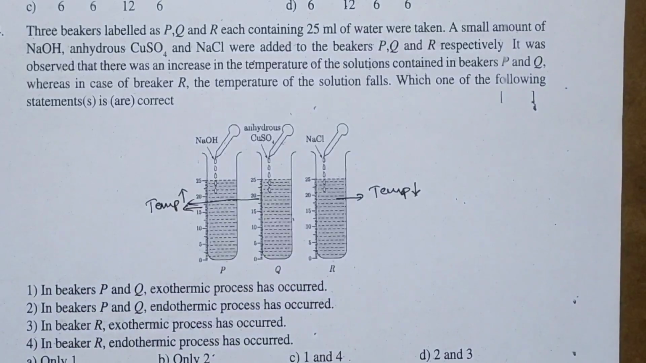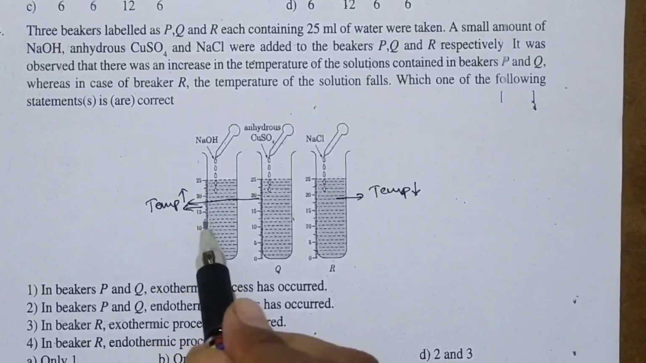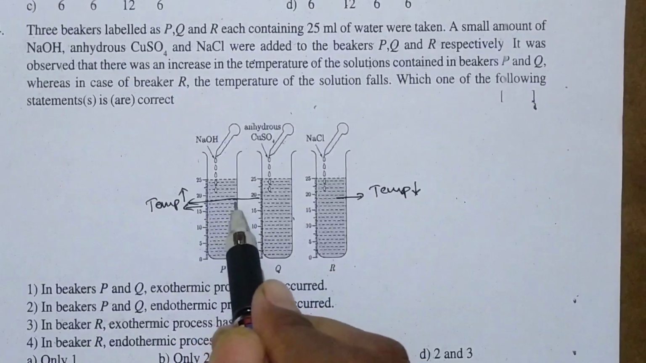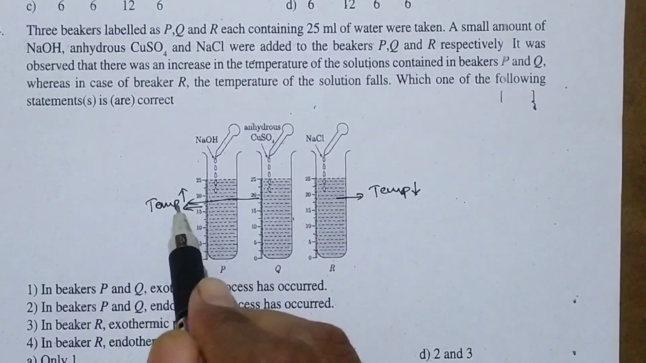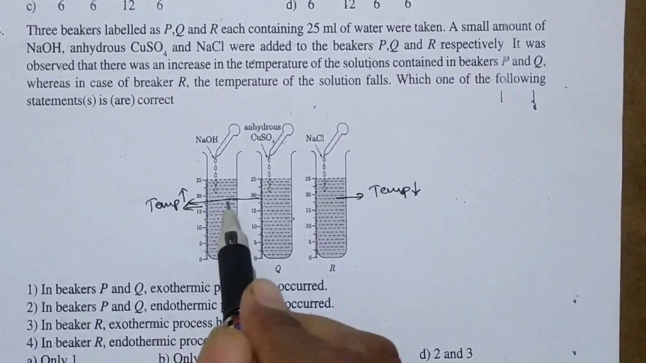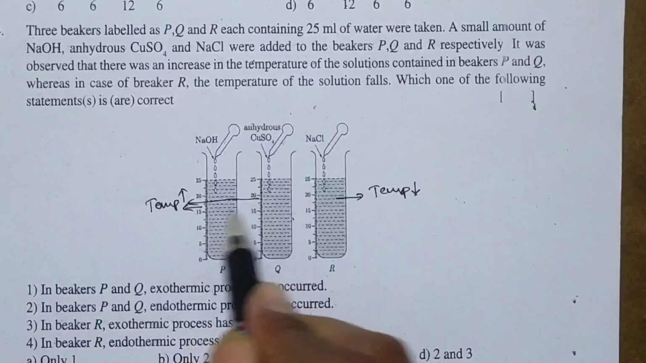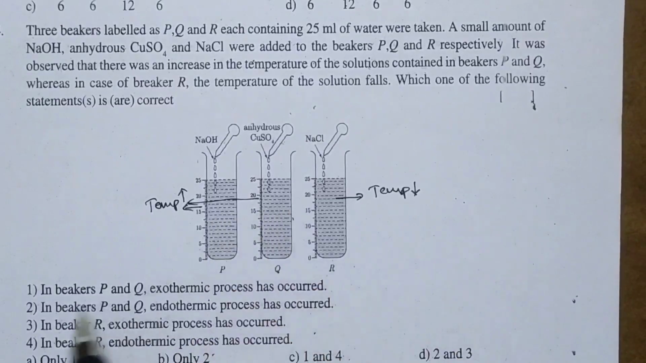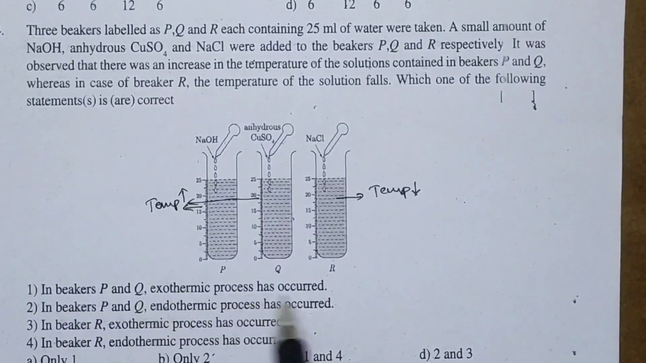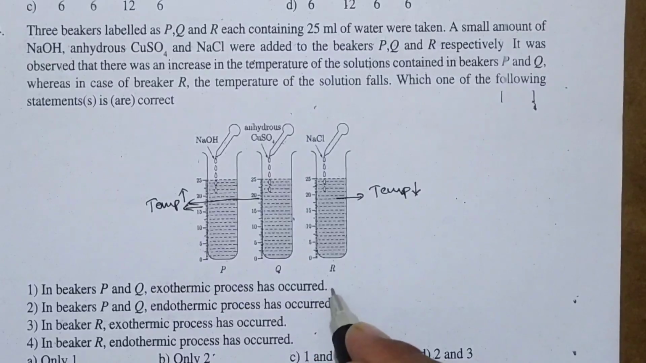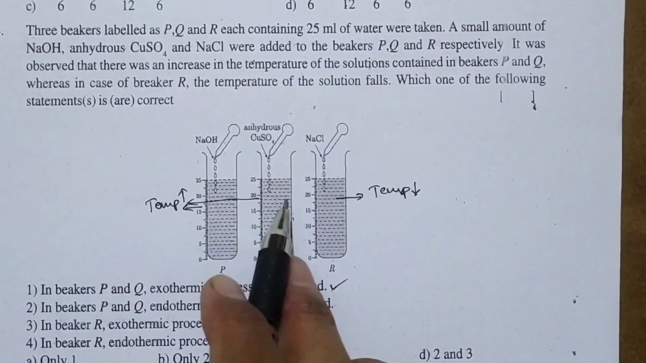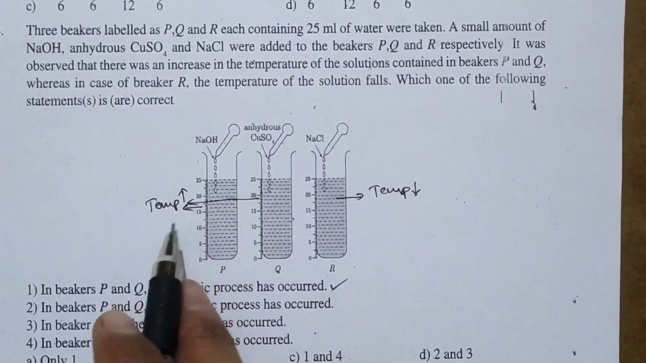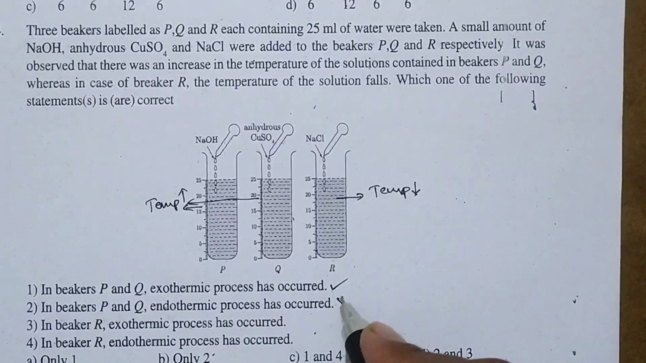Let us see, there are 4 statements. Here we need to understand that if temperature increases, that means heat is exited, so heat comes out. So these two are called exothermic. In beakers P and Q an exothermic process has occurred, so this is correct. Now, in beakers P and Q endothermic, they did not take the heat, here heat comes out, that is the reason temperature increased, so this is false.